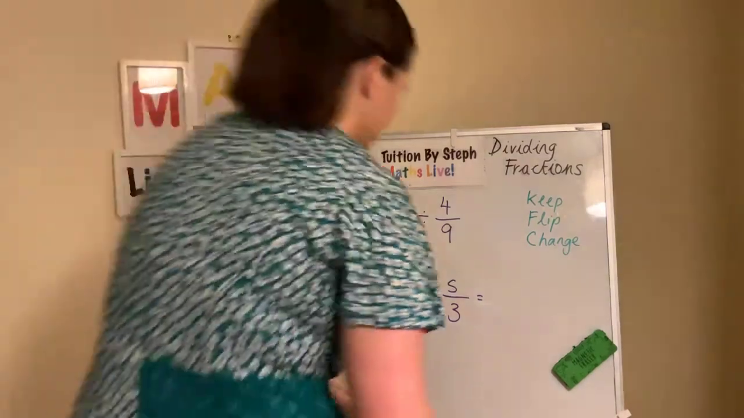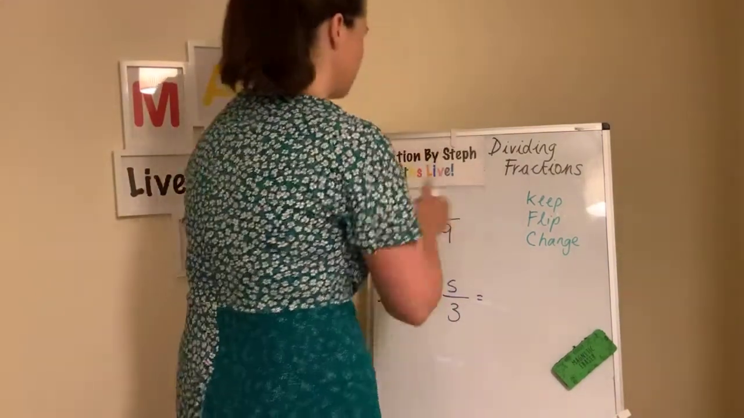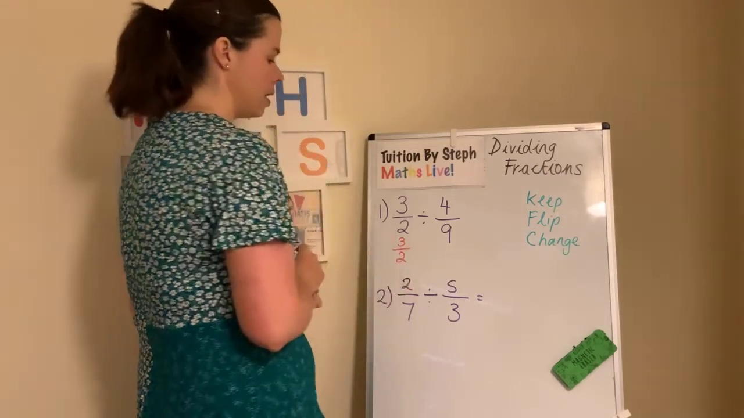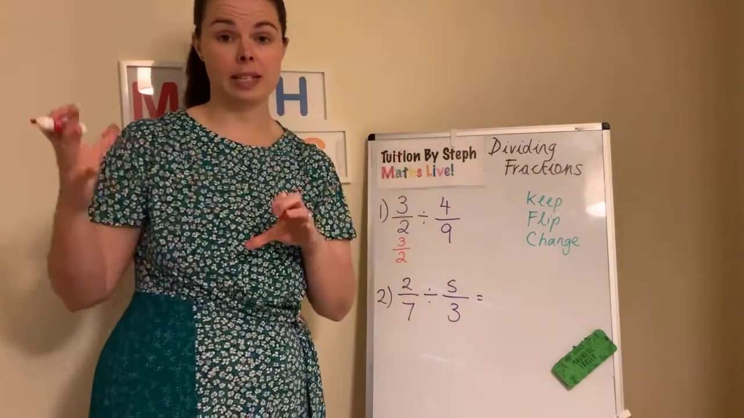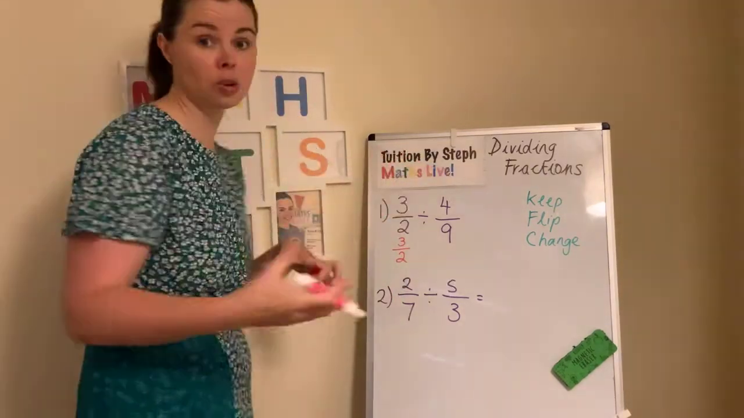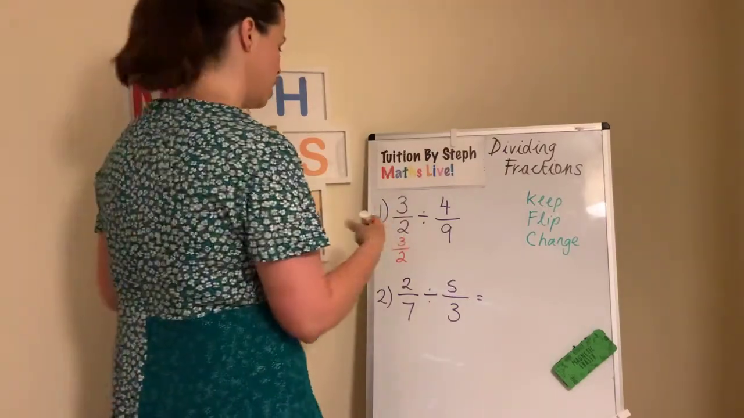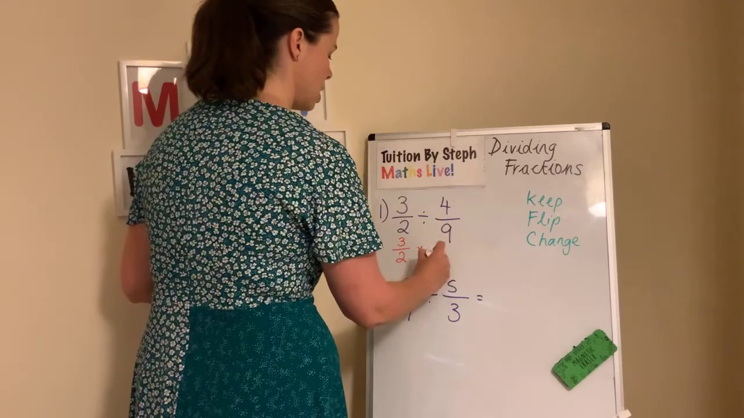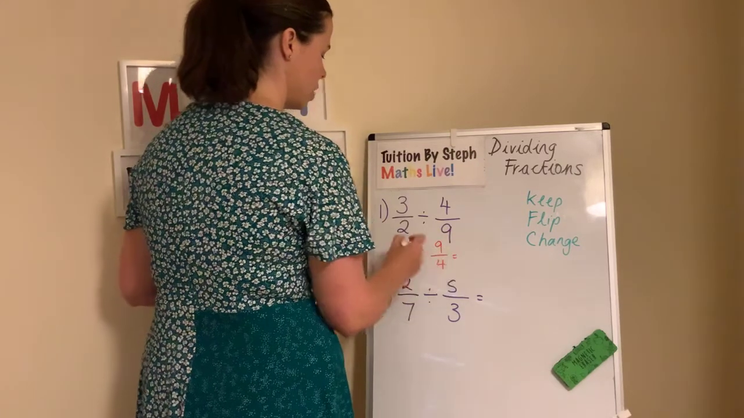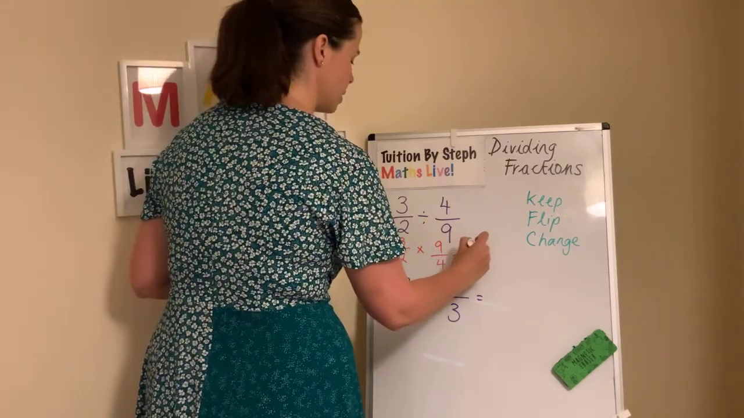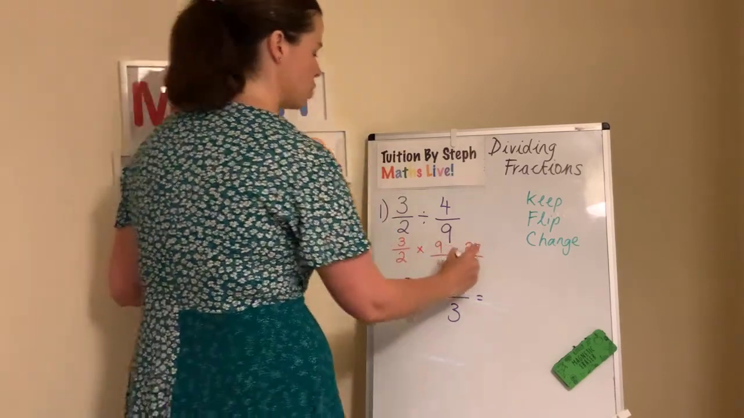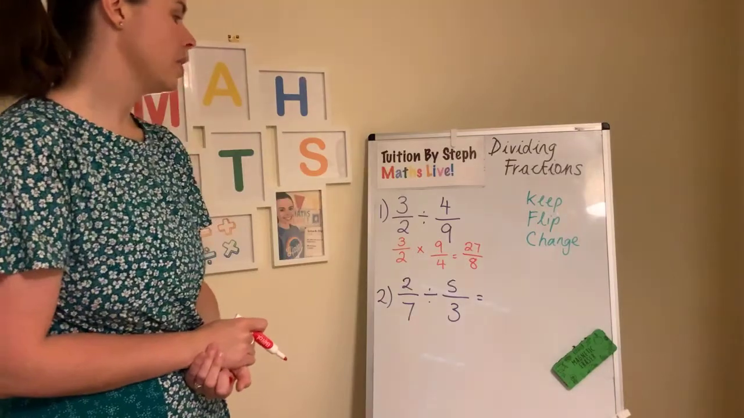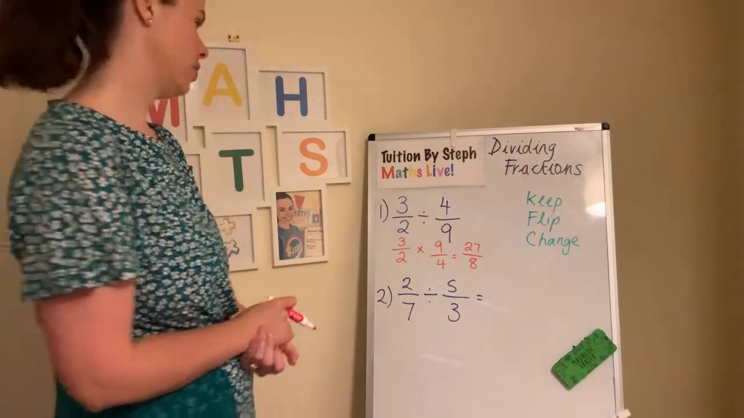Okay, let's have a see. So, keep, flip, change. So we're going to keep 3/2. Although I always like rewriting it so I can see the question really clearly. So I'm not just doing this for your benefit, I always do this. So I'm going to change it to multiplication. A 9/4. So 9 3s are 27. And 2 4s are 8. So 27/8 is your answer for that one.